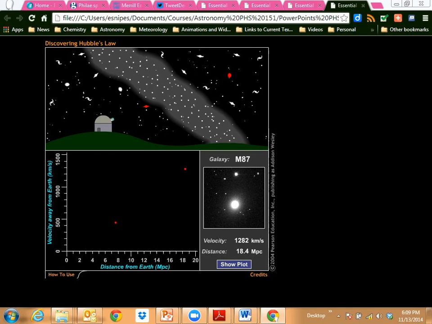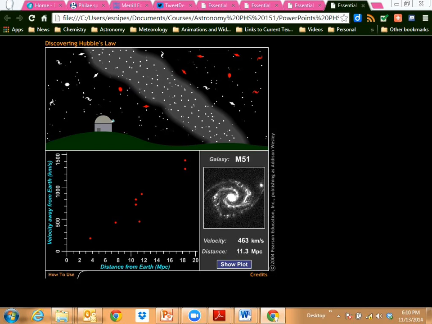Notice that it's moving a whopping 1,282 kilometers per second. That's how fast it's moving away from us. We can tell that by its redshift. And it actually is a distance of 18.4 Mpc. M stands for mega. PC are parsecs. Remember, 1 parsec is 3 1/4 light years. Et cetera, et cetera.